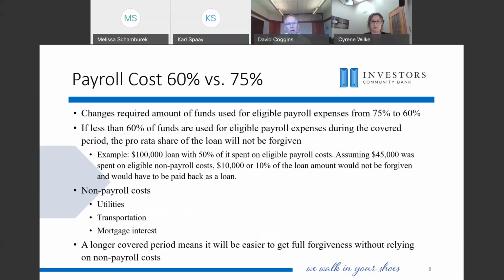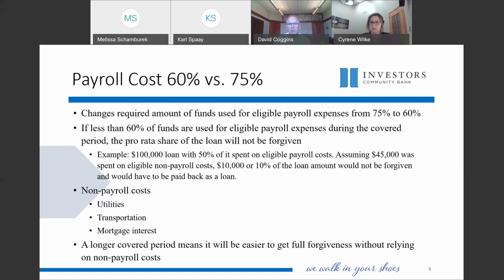The payroll cost, we talked about, the old rule was 75% of your funds used have to be used on eligible payroll costs. That got reduced down to 60%, which gives you more flexibility. You can use as much above 60% on payroll costs as you'd like, but you can't go below it. If you go less than 60% on eligible payroll expenses, then the pro rata share of the loan that's below 60% will not be forgiven.